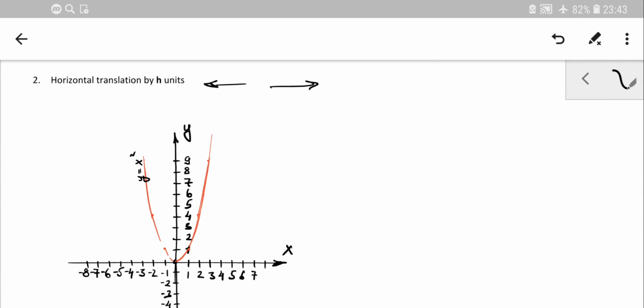Right now I'm just going to give you a ready-to-use tool to define that. One more time, h units. So how do we define where exactly it will be moved? I'll give you the next steps for how to work it out. Our basic parabola is simply y equals x squared. I'll give you the ready-to-use formula.